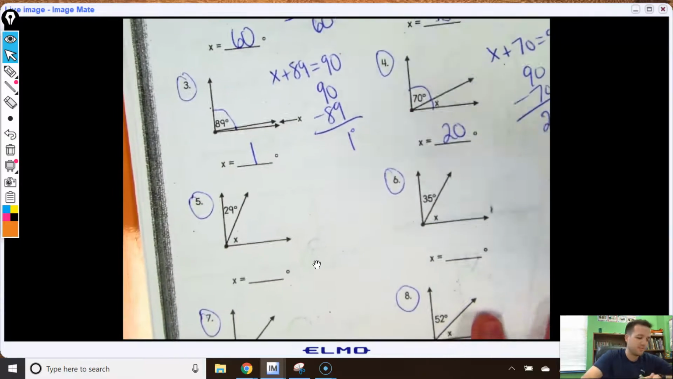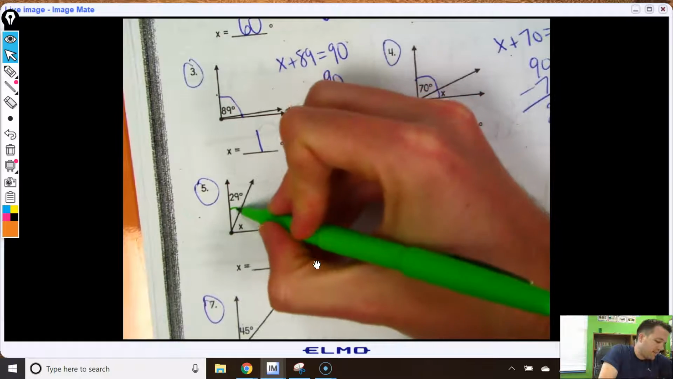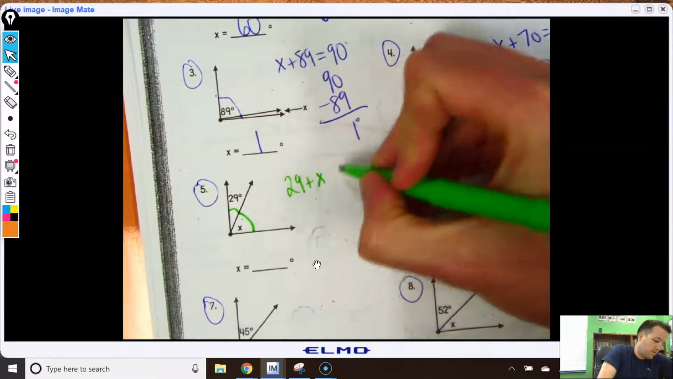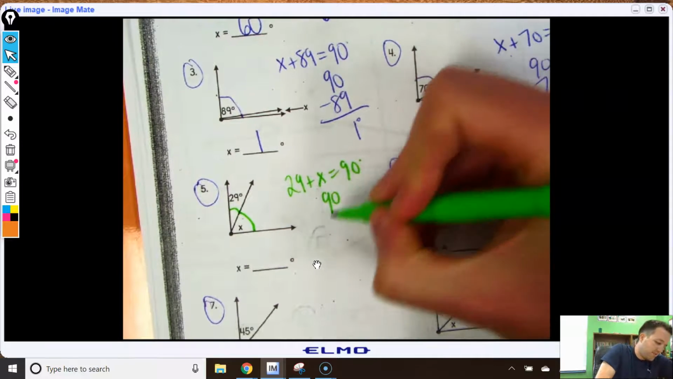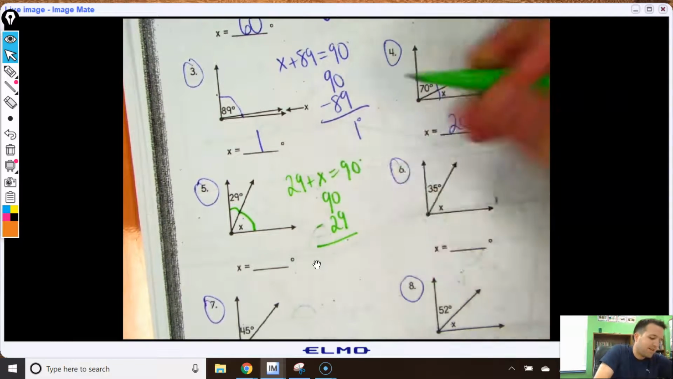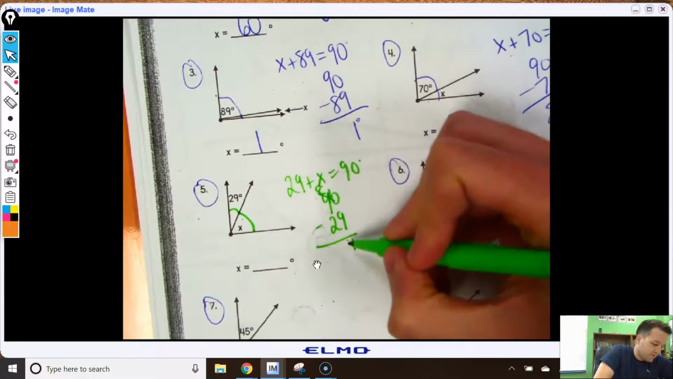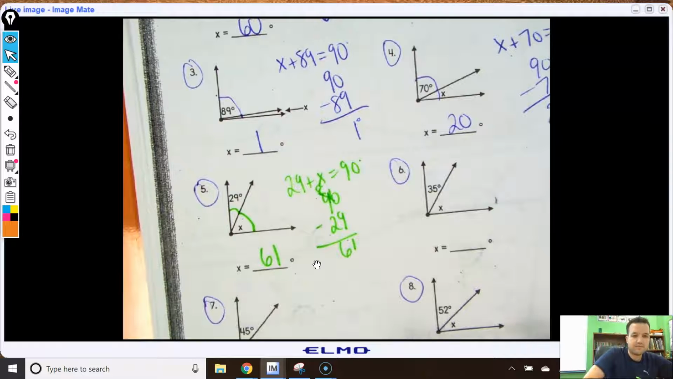That's 2 problems. Number 5, 29 plus x will give me 90 degrees. Solve for x, I do subtraction, the inverse operation. 90 minus 29, do a little ungrouping here. Looks like it's going to be 61 degrees.